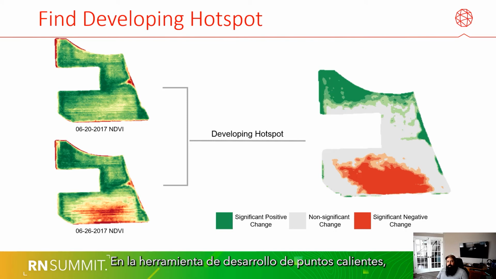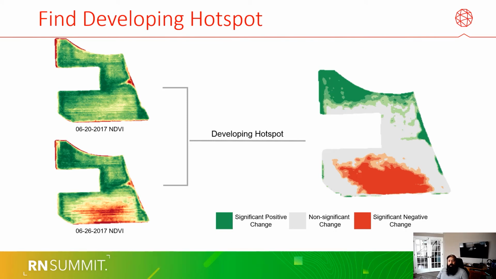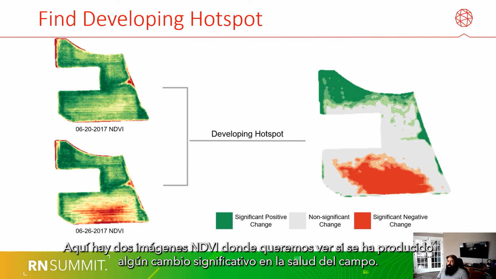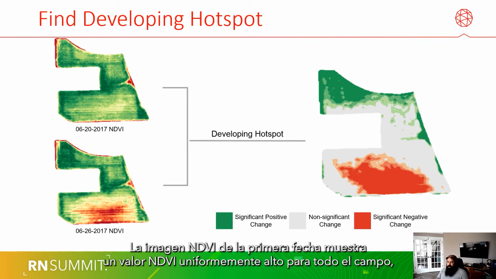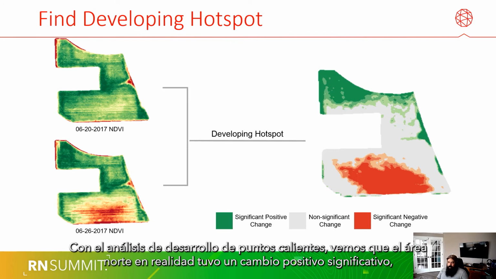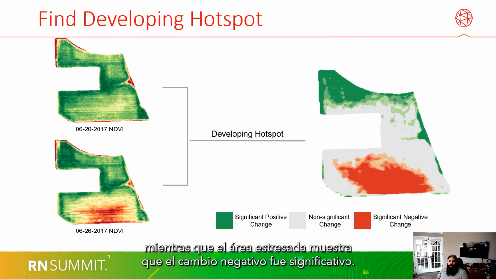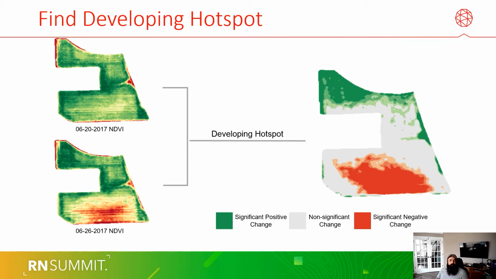In developing hotspots, you can pass in 2 indices to determine if areas greatly depart from the mean index. Here are 2 NDVI images where we want to see if any significant change has occurred in the health of the field. The first date's NDVI image shows a uniformly high NDVI value for the entire field, with some stress developing in the southern part of the field a few days later. With developing hotspot analysis, we see that the northern area actually had significant positive change, which is very hard to see in the original NDVI image, while the stressed area shows that the negative change was significant.